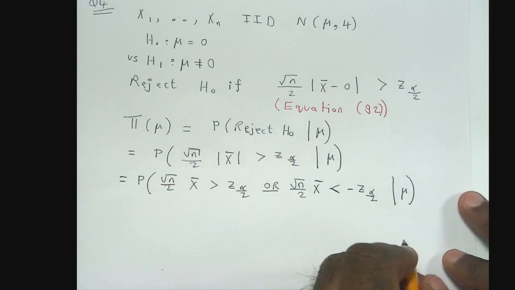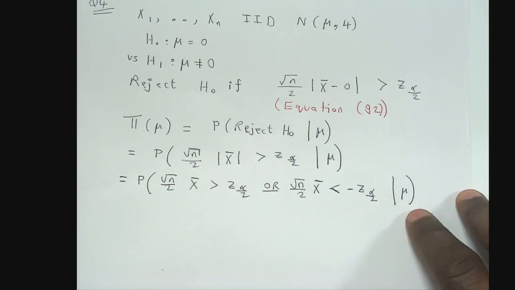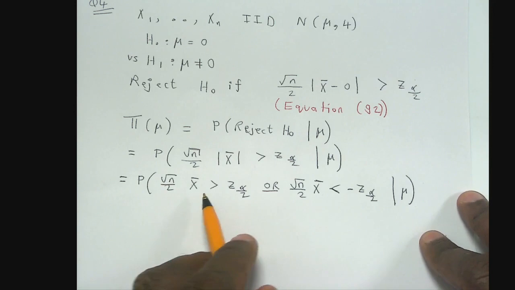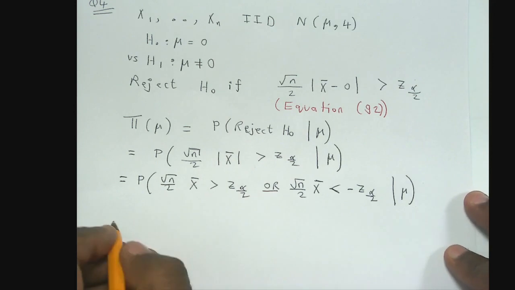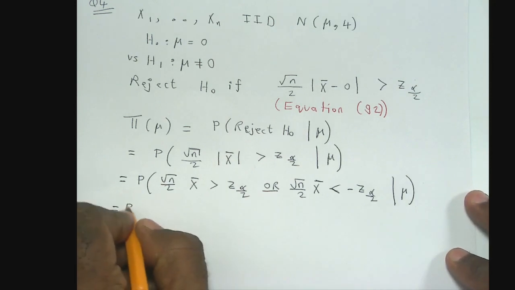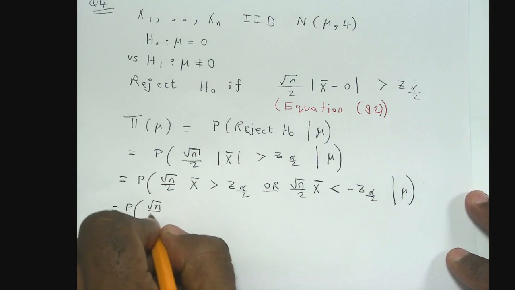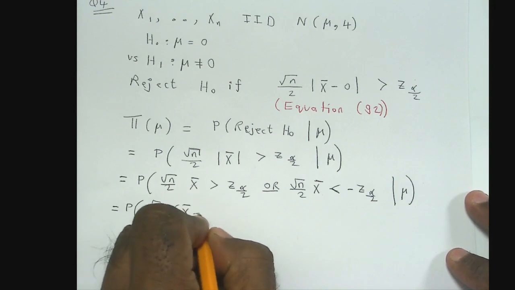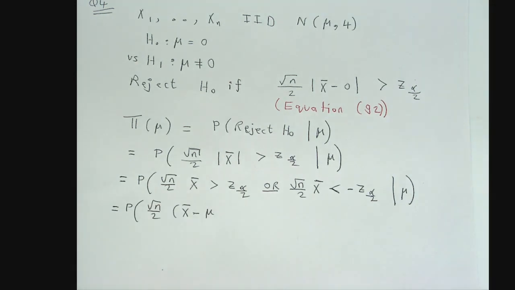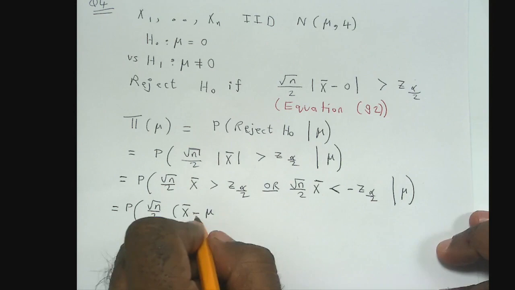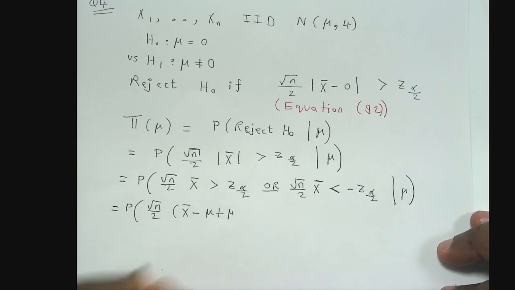Now the next thing to do, in order to use the standardization, you must subtract mu from x bar, right? So to do that, I'm going to subtract a mu from x bar, right? And because I have done this, I need to add also, right?